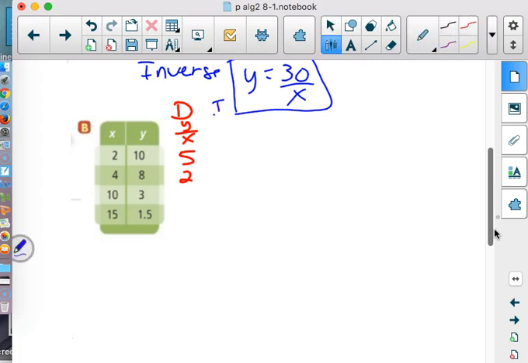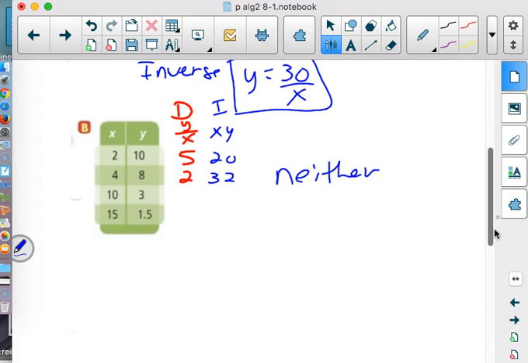Okay, let's try inverse. Inverse was x times y. Let's see, we've got 20, 32. It is even. By 4. It doesn't mean there isn't a relationship there. Very well could be there is. It's just that it's not direct or inverse. There's all kinds of relationships out there. It doesn't have to be direct or inverse.